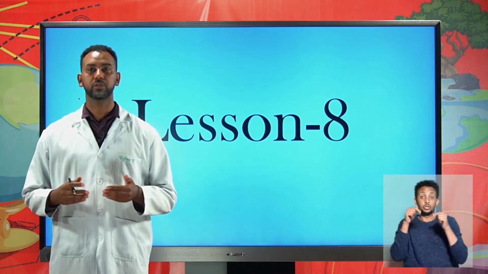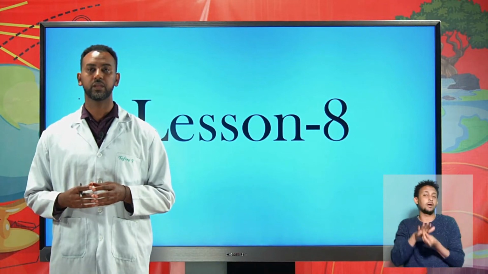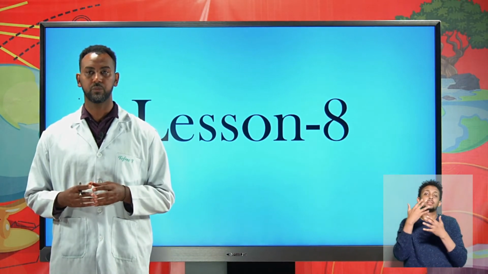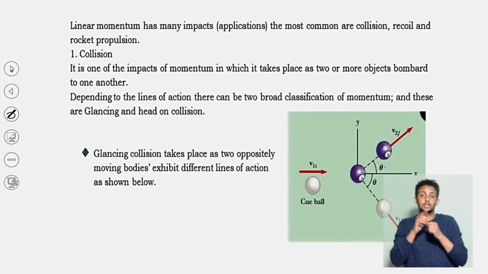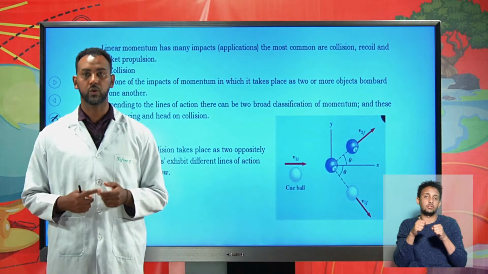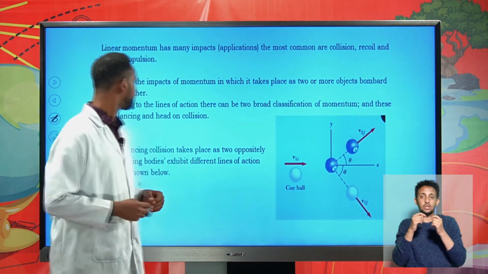And today we'll proceed from that, and we'll try to see the different impacts of linear momentum and the types of momentum. So let's proceed. Linear momentum has many impacts or applications. Among the applications of momentum, the most common is collision. The collision between objects can be expressed using the concept of momentum. The other concept is rocket propulsion. It's also possible to consider recoil, or the explosion of things, which can be expressed using momentum.